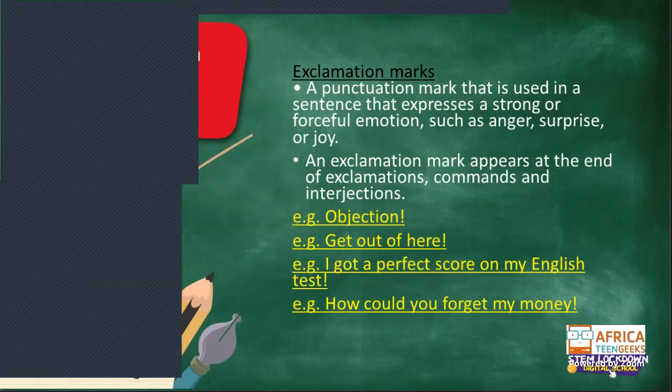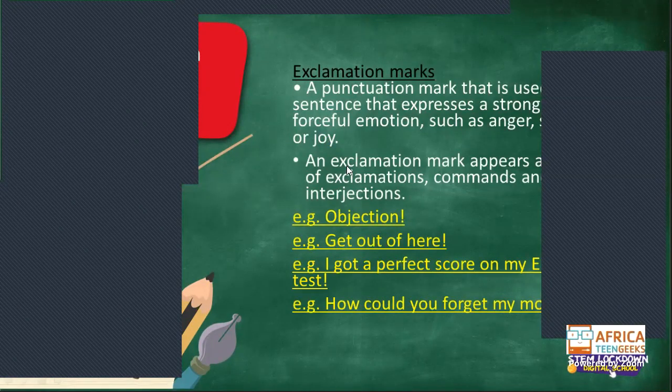Okay, so an exclamation mark is a punctuation mark that is used in a sentence that expresses a strong or a forceful emotion, such as anger, surprise, or joy. I will read that again. An exclamation mark is a punctuation mark that is used in a sentence that expresses a strong or a forceful emotion, such as anger, surprise, or joy.